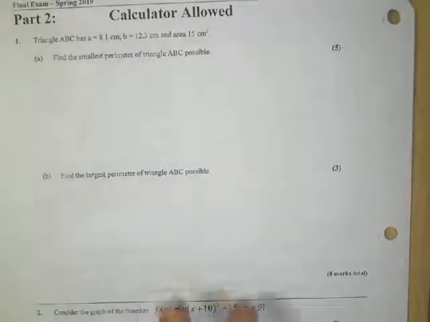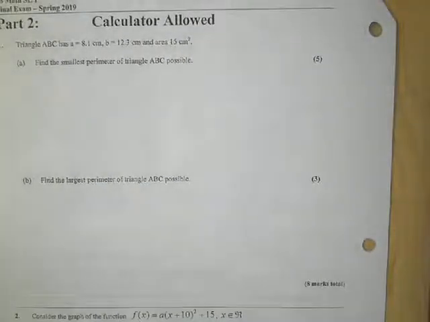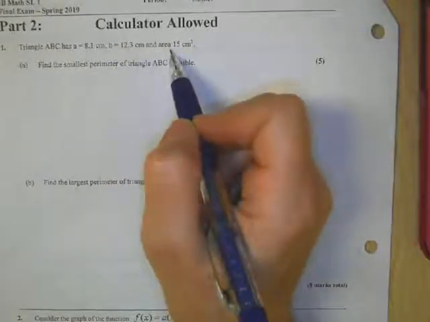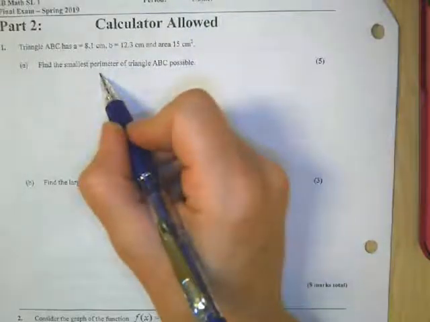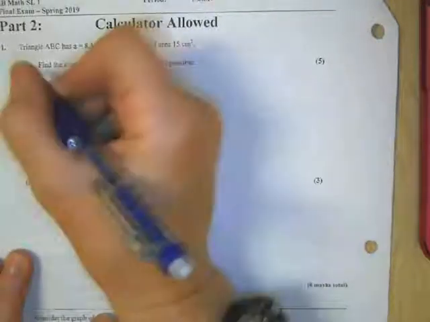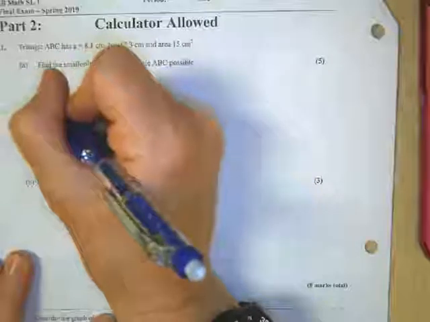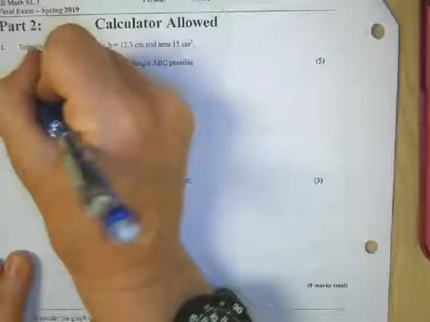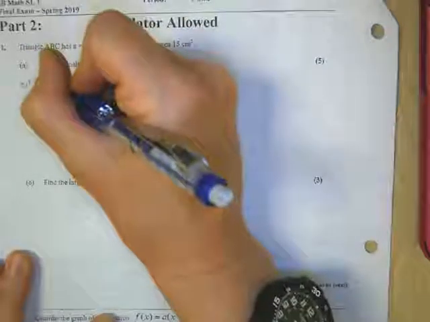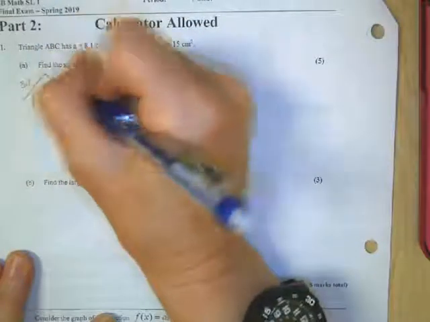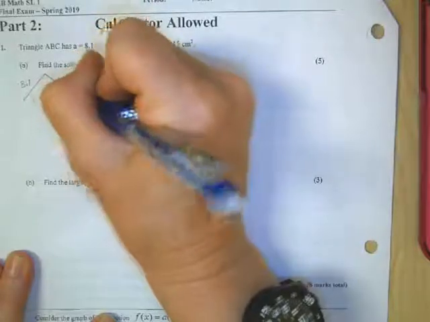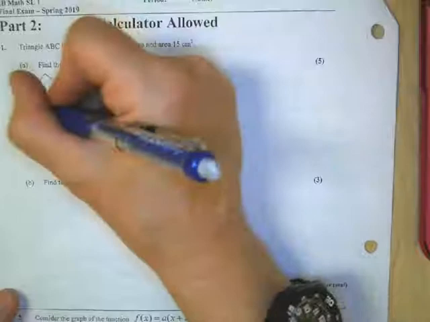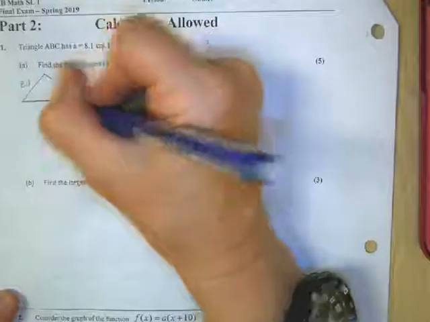All right, final exam part 2, question number 1. I have a triangle, and I know two sides, and I know its area, and I need to find the perimeter. So let's put some things on here. I know 8.1, and I know 12.3, and I know the area is 15. Okay, so I don't know the third side. In order to find the perimeter, I need to find the third side.